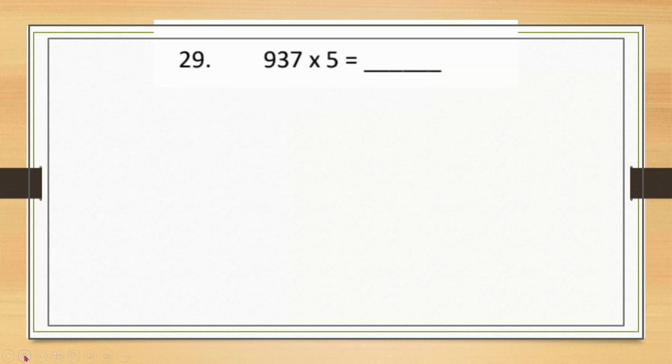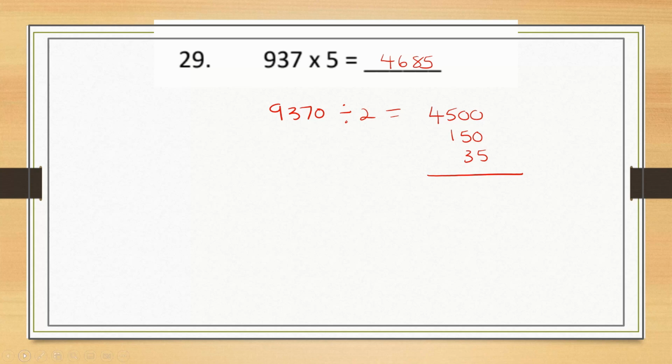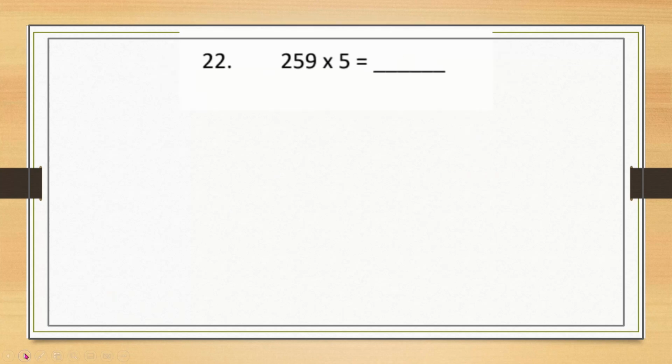Okay, let's look at another one. So here I'm going to multiply 937 by 10. That becomes 9,370. And I'm going to half this because 5 is half of 10. And that equals half of 9,000 is 4,500. Half of 300 is 150. Half of 70 is 35. Add them all together, that is 4,685. Okay, let's go off to my next question.